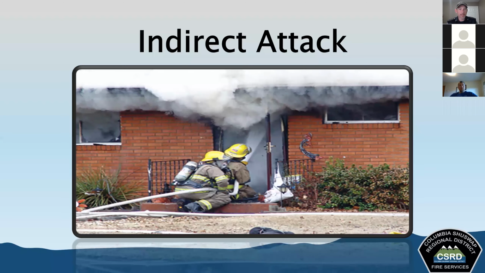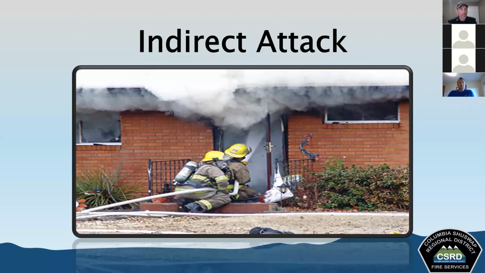So with an indirect attack, what we're trying to do here is produce large quantities of steam. So when we're creating these large quantities of steam, we need to also coordinate this with ventilation. If we make sure we have ventilation in place, especially if there's a situation where we think there might be a survivable life within the structure. So I'm going to go through the steps now of how to do an indirect attack.